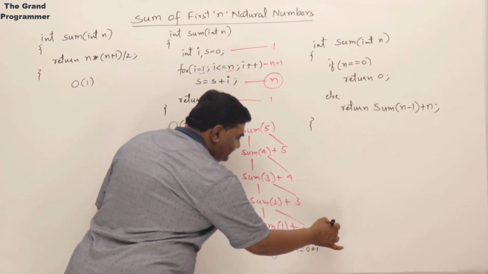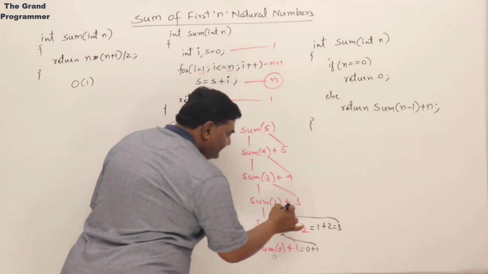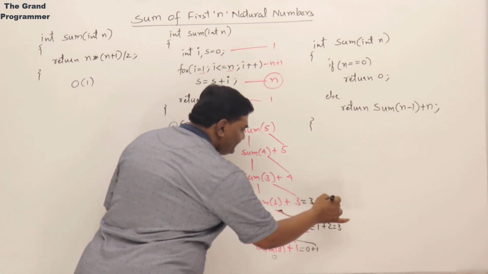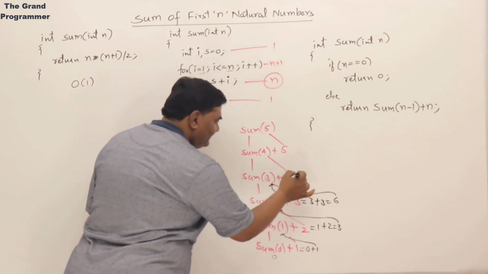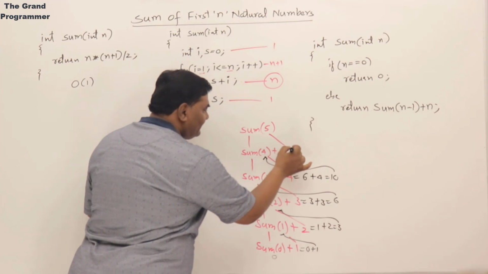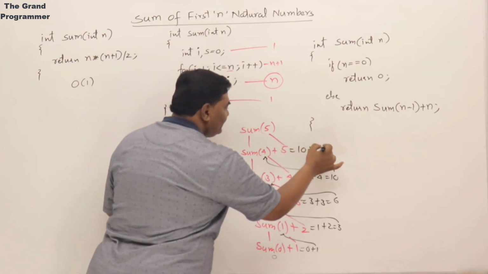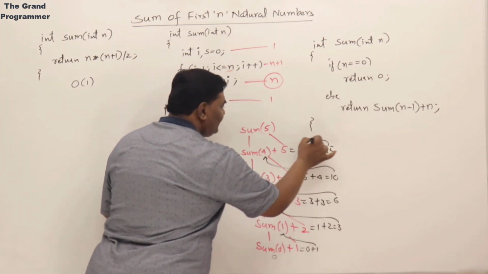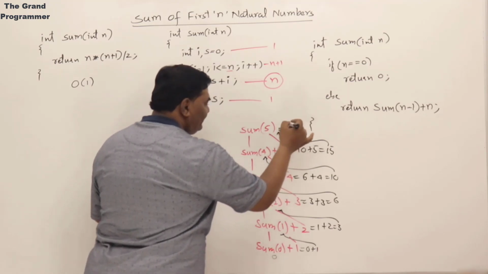So this is 1 plus 2, that is 3. So 3 is written here. So this is 3 plus 3, that is 6. 6 is written here. So 6 plus 4 is 10. 10 is written here. So 10 plus 5 is 15. 15 is written here. So the result is 15.